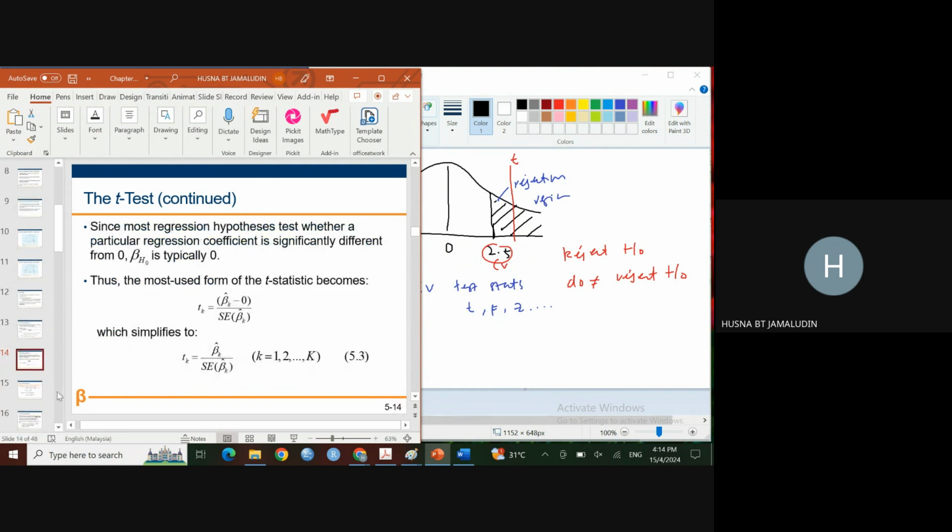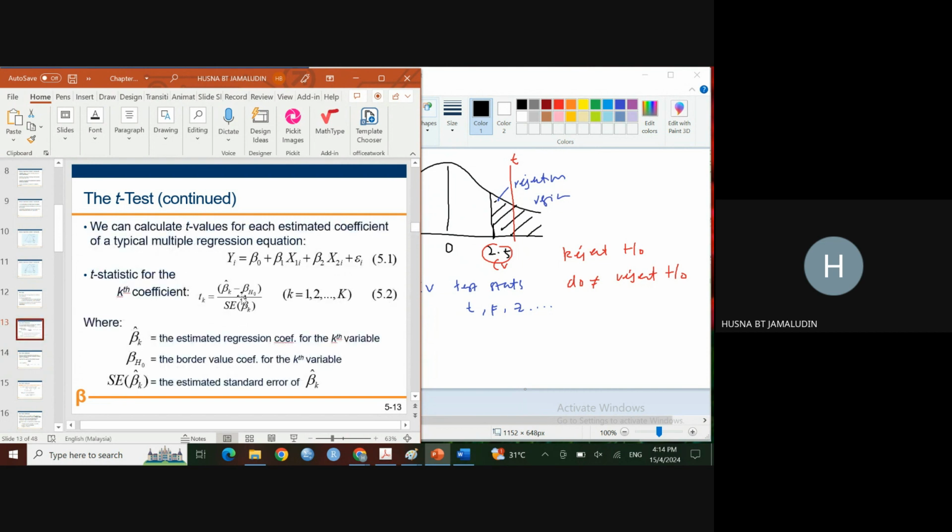Okay. Since most regression hypotheses test whether a particular regression coefficient is significantly different from 0, normally we want to test whether it is different from 0 or not. So your beta for the null hypothesis is normally 0. Okay, so you don't really have to put beta hat minus beta H0 now. What you're gonna do, because H0 is 0.